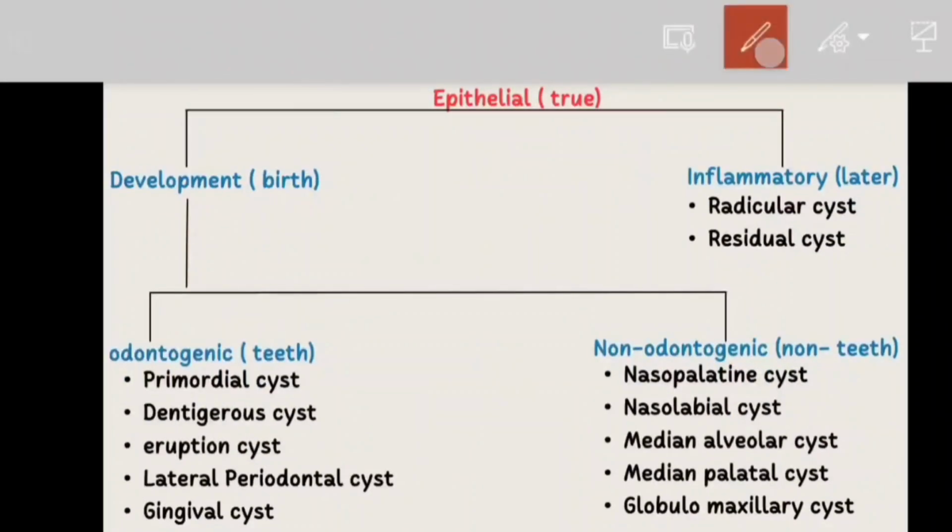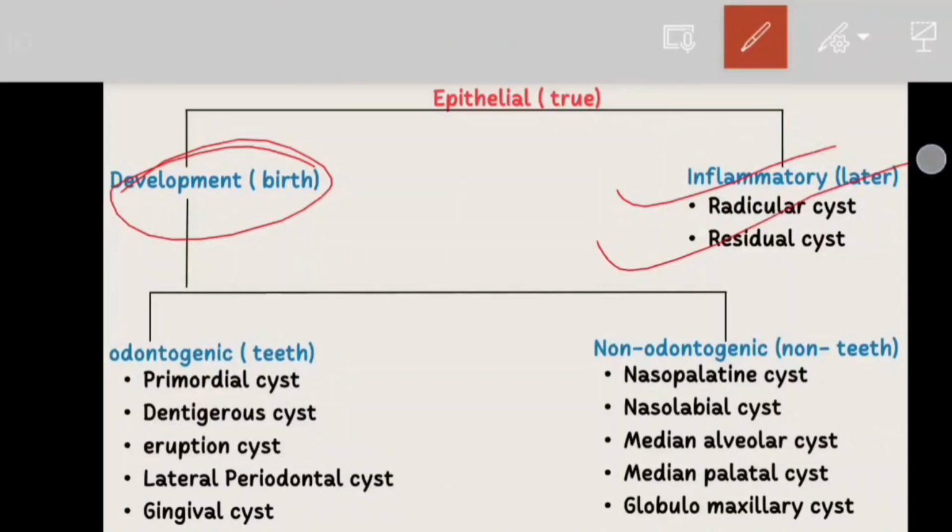Now let's come to the main topic, that is the epithelium or the true cyst. So now let's go one step deeper. Here the epithelium or the true cyst can be classified according to their development or the inflammatory origin. Developmental cyst means these develop during the development. And the inflammatory cyst is the cyst which is developing due to the inflammation. So it is divided into two, that is the radicular cyst and the residual cyst.